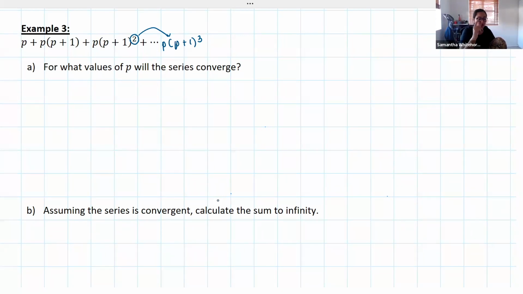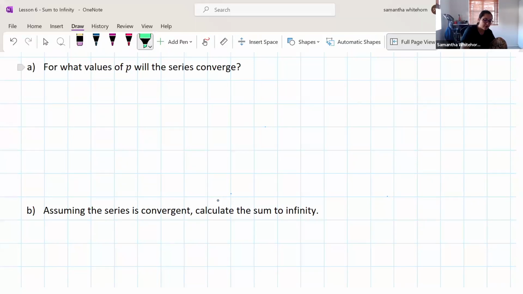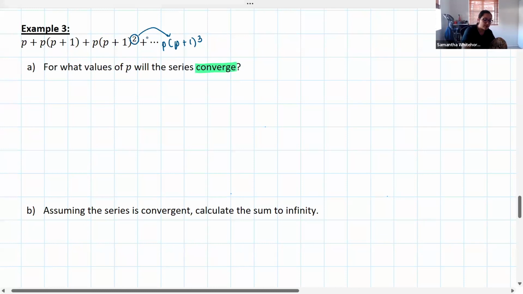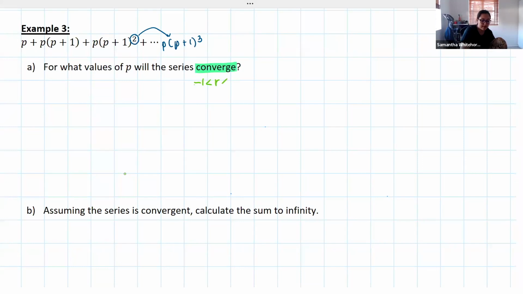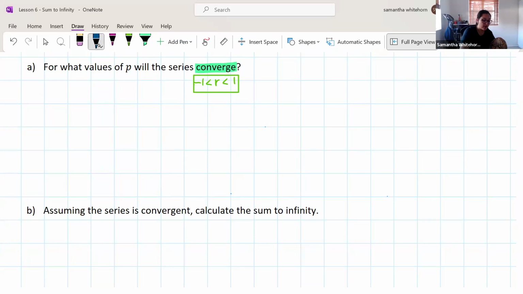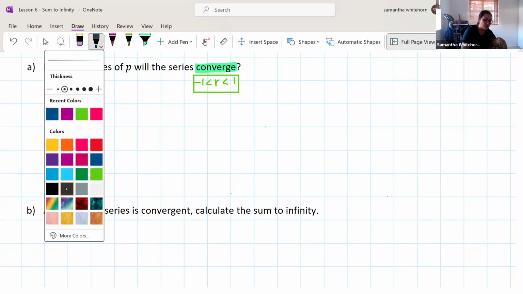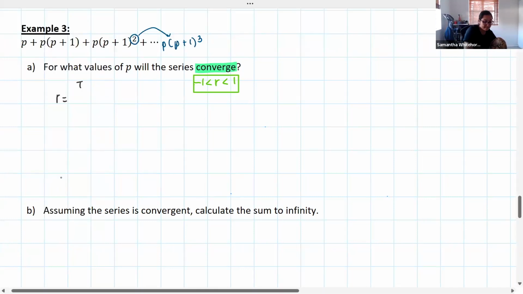So question A says, for what values of p will the series converge? Now remember, a converging series is where R is between -1 and 1. And so that is the knowledge we now need to use when we answer this question. First thing though, I need to work out what my R value is. To work out my R value, remember it's term 2 divided by term 1. And in this case, term 2 is that p times (p plus 1) divided by term 1, which was just p.